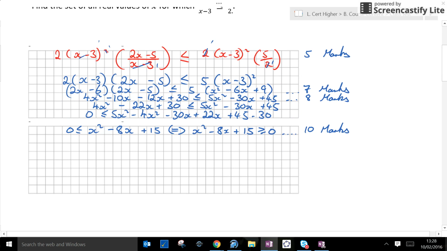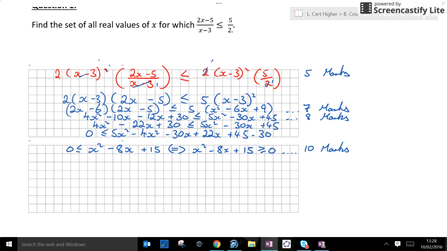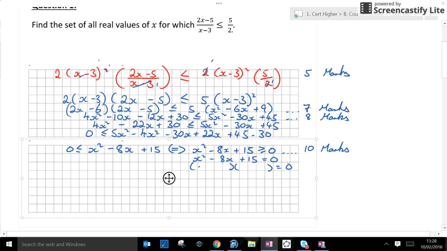Okay, so the next part of solving this inequality is a quadratic inequality. We need to find our critical points. And we find our critical points by solving the equation x squared minus 8x plus 15 equals 0. It's a quadratic trinomial, so I'm going to have two sets of brackets. The factors of x squared are x and x. And I now look for the factors of 15 that would sum to minus 8. So the factors of positive 15 that would sum to minus 8, well, that would be minus 3 and minus 5.